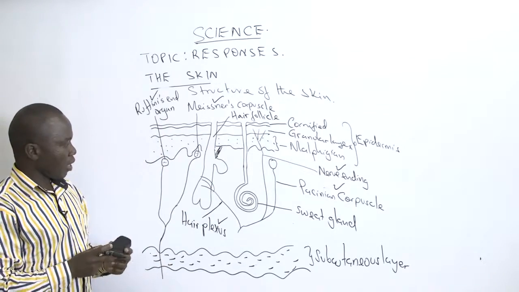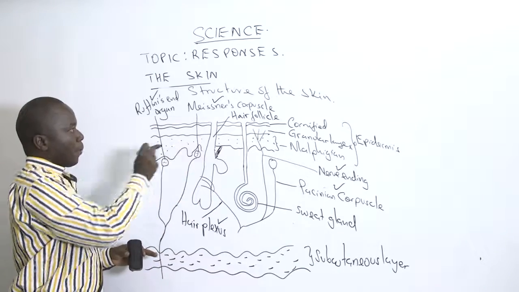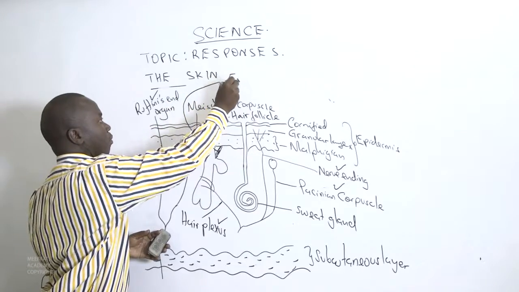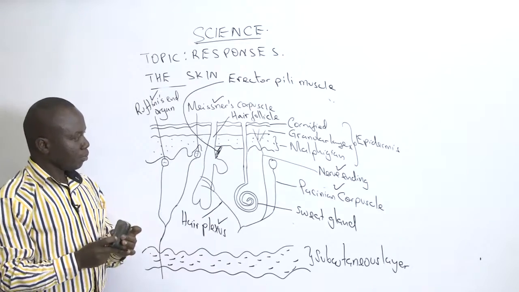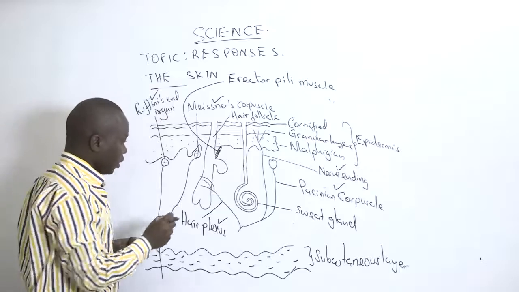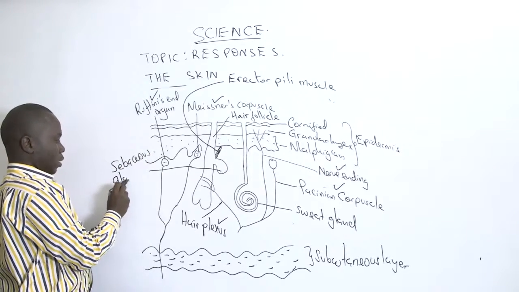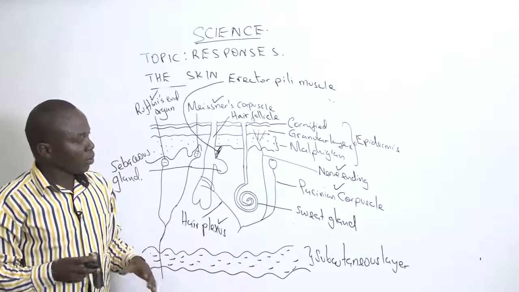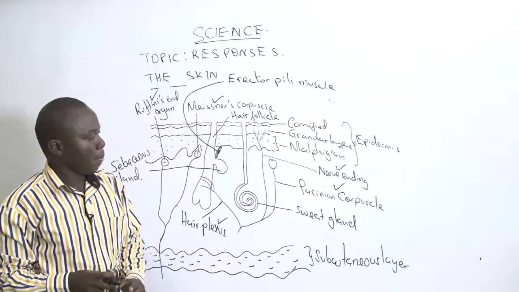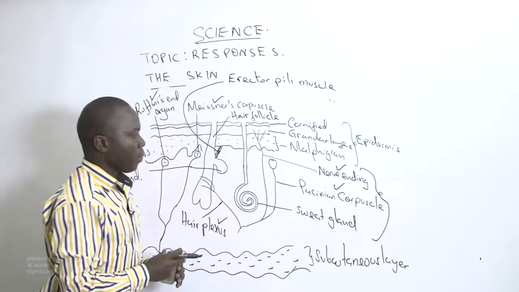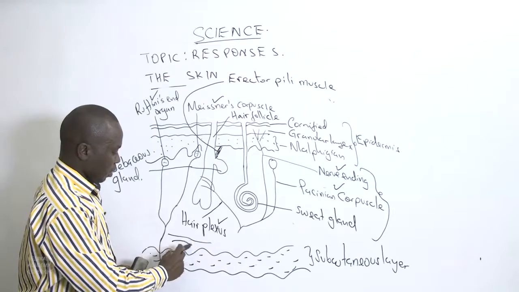But we cannot forget to mention other parts. Like here we have this part that holds onto the hair follicle called the erector pili muscle. And then this part called the sebaceous gland. So slightly we can go through some parts, and then the major parts we shall write something on it. So the cornified layer, granular layer, Malpighian layer form the epidermis. But this part where we have the nerve endings, the sweat glands, the hair follicle, the sebaceous gland, we have blood capillaries.